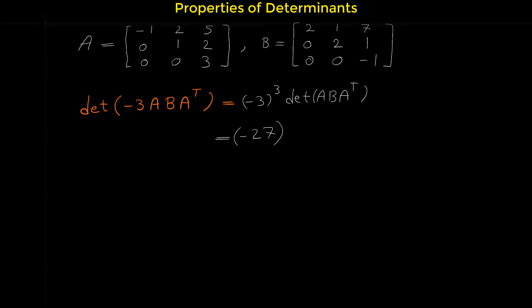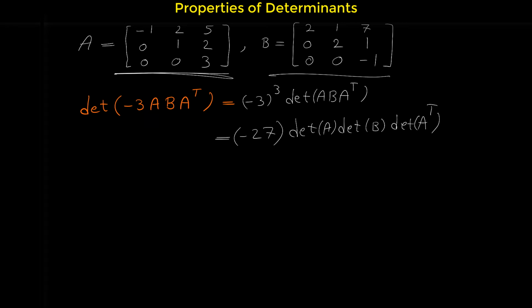Determinant of A B A transpose is determinant of A times determinant of B times determinant of A transpose. It is much easier to use this property than multiplying these matrices by each other. If we want to multiply matrix A by B, because these are 3 by 3 matrices, it needs lots of calculations. Now, we have to find determinant of A, determinant of B, and determinant of A transpose.